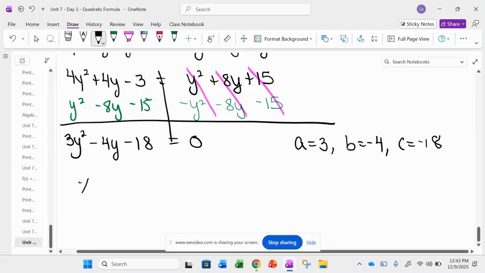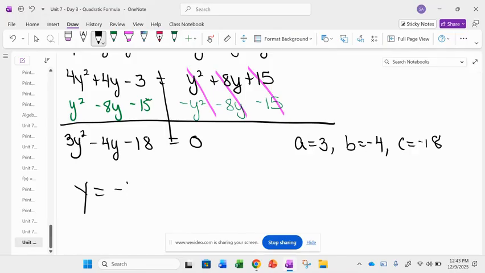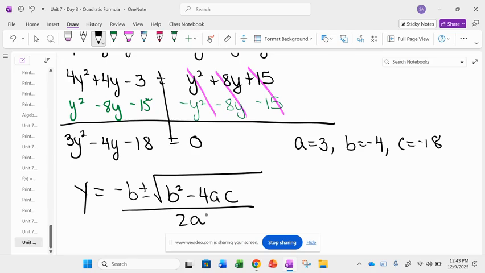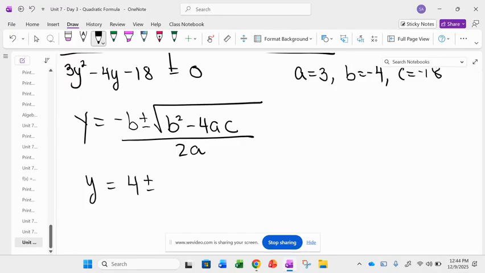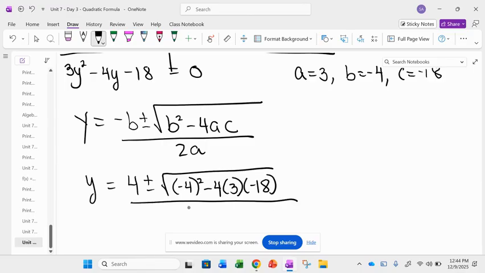And we have y is equal to negative b plus or minus the square root of b squared minus 4ac all over 2a. So y is equal to positive 4, right? Because we want the opposite of negative 4, plus or minus the square root of negative 4 squared minus 4 times 3 times negative 18 all over 2 times 3.